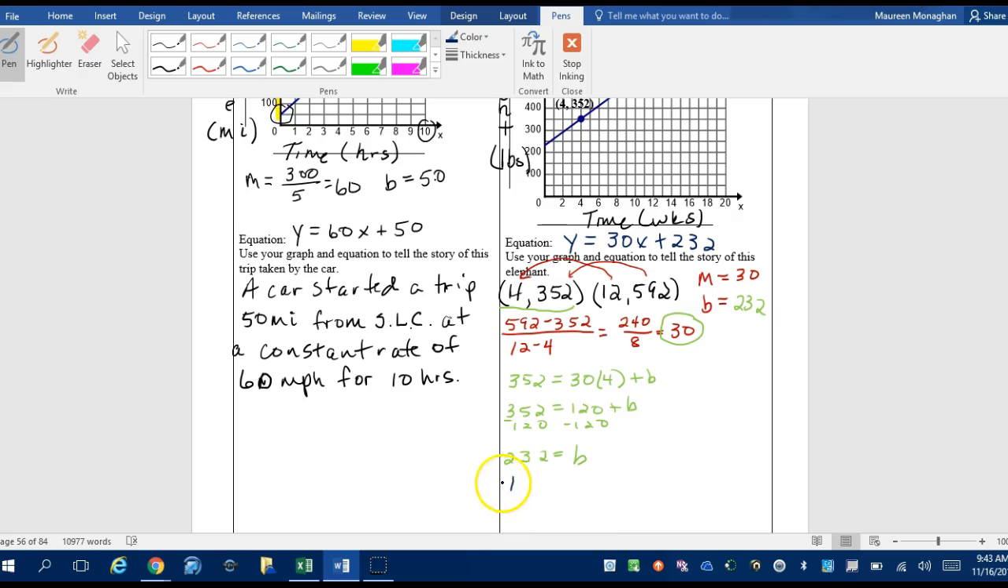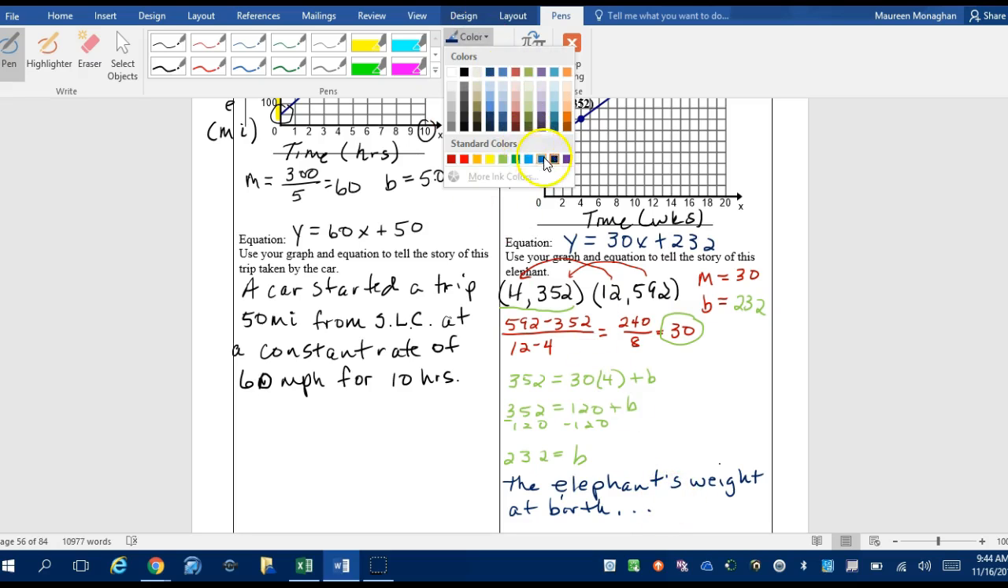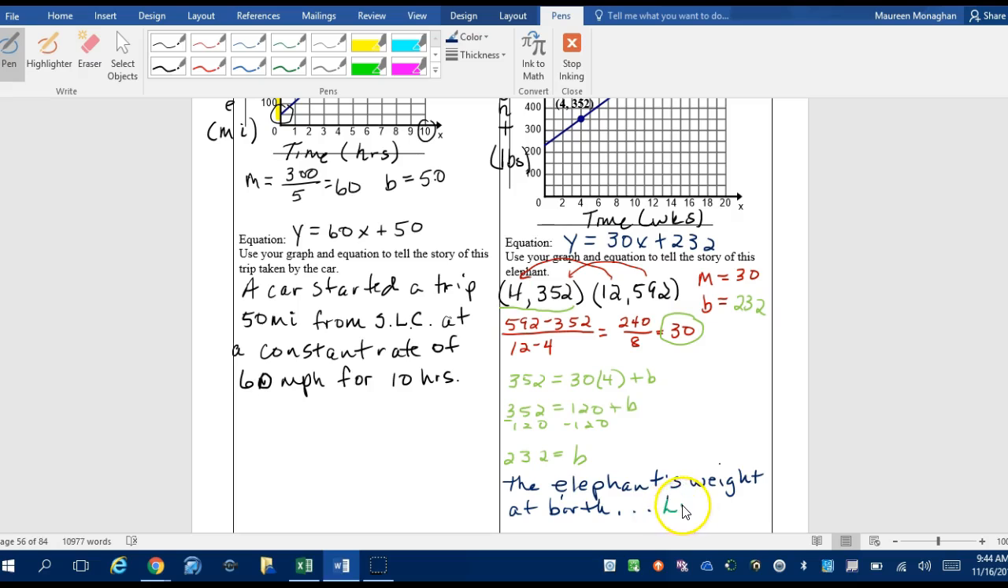Use your graph and equation to tell the story. Okay. The elephant weight at birth, I'm not going to write the rest, I'm just going to say it, was 232 pounds. It grew at a constant rate of 30 pounds per week for the first 20 weeks of its life. So you have to listen to this last part because I'm not going to write it down. So you have to listen.